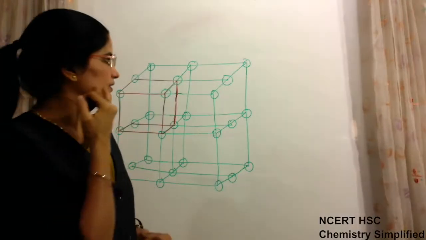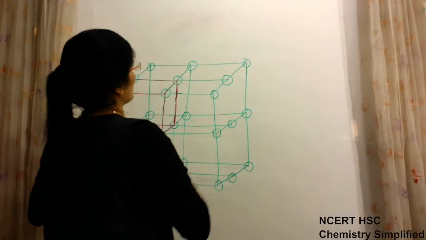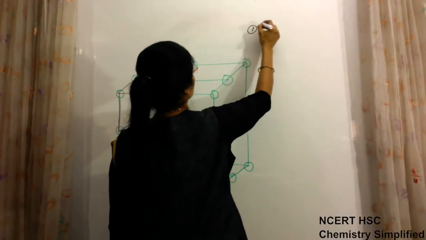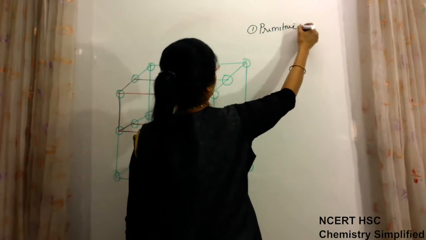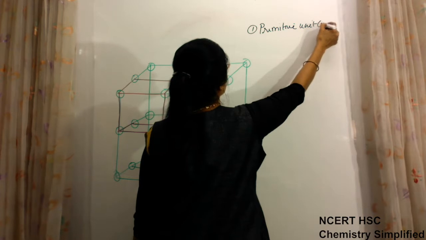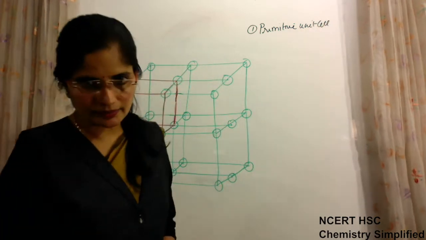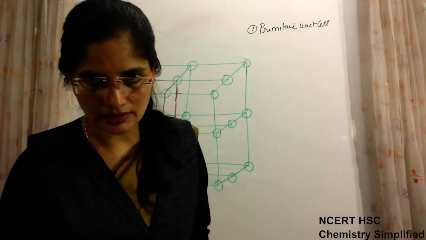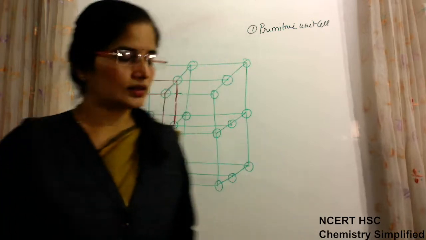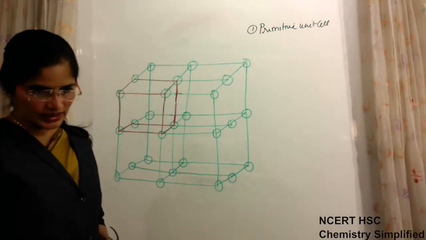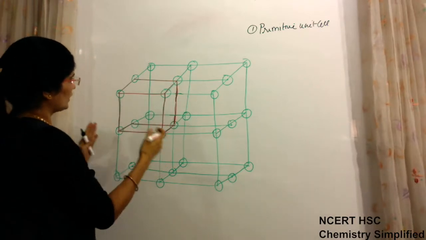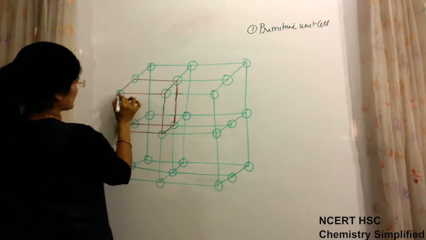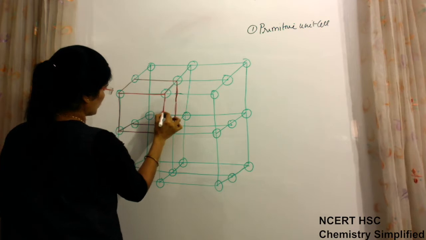Again, we will start with the first type, that is primitive unit cell or simple cubic unit cell. Now you can see in this, we can focus on just one. This is a complete crystal in which there is one unit cell which we are focusing on to understand it.